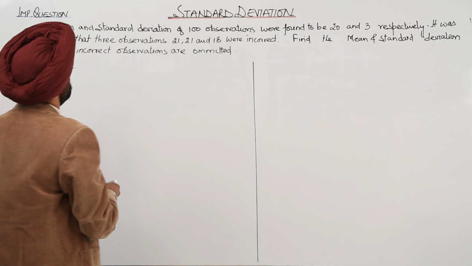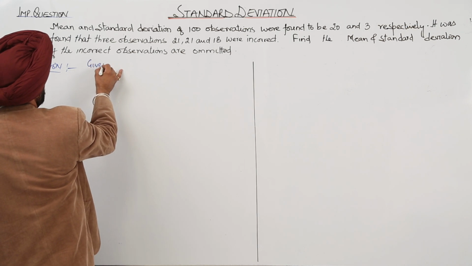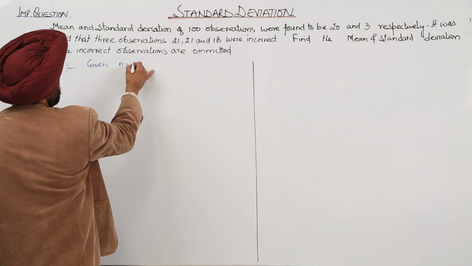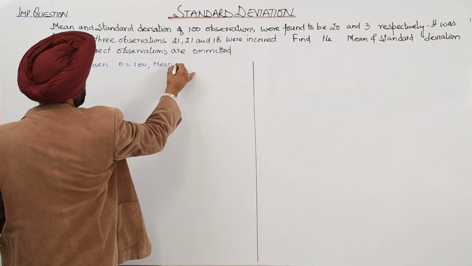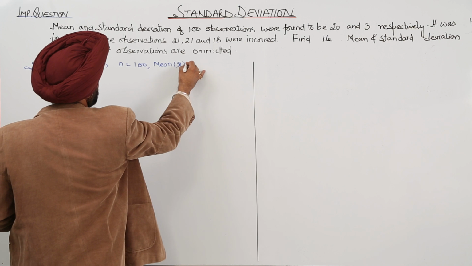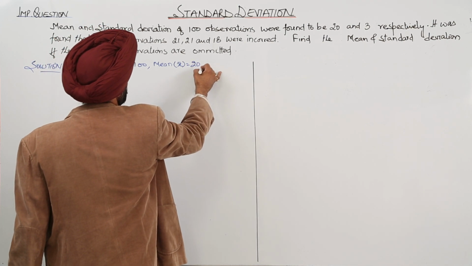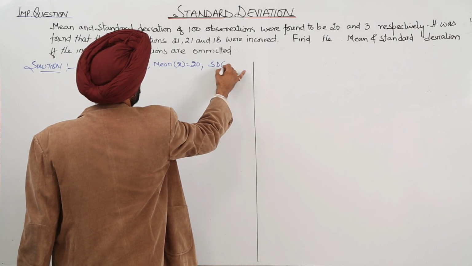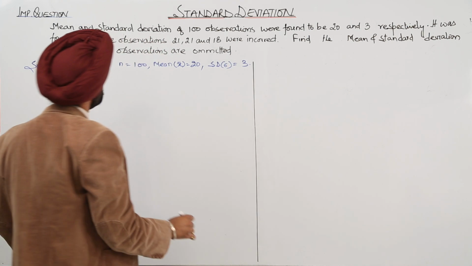Okay. Now, given n is 100, mean is 20 and standard deviation is 3. Now this is given to us.